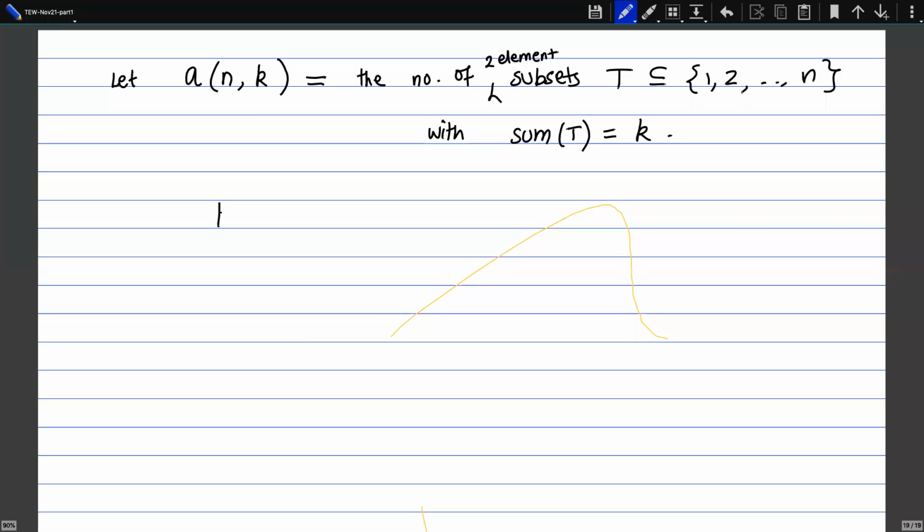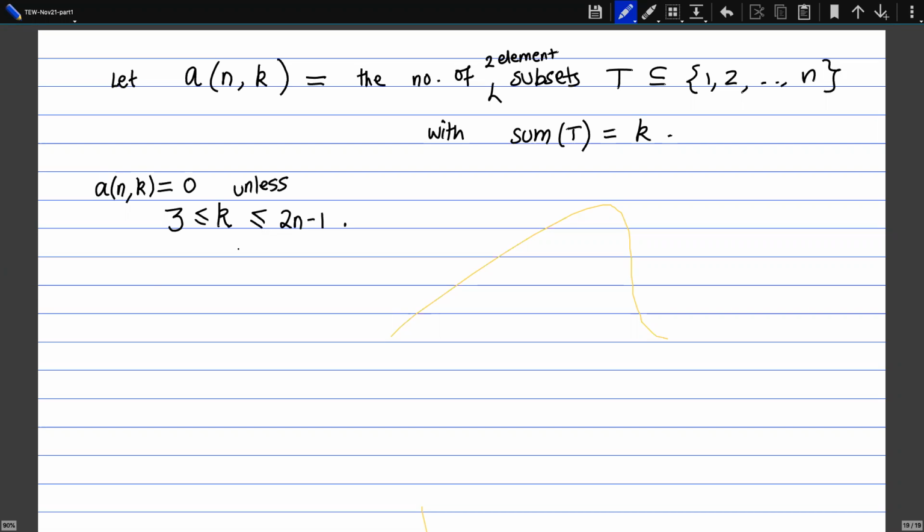For example, what's the smallest possible choice of k here? I have to pick two elements from 1 to n. What's the smallest possible sum I can get? 3, because I can pick 1 and 2, the two smallest possibilities. What's the largest sum I can get? 2n minus 1, because I have to take n and n minus 1, the two largest possibilities. So observe that these are the only possible values of k for which A of n comma k is non-zero. A of n comma k will be zero unless k is in this range. Otherwise, always A of n comma k is zero.